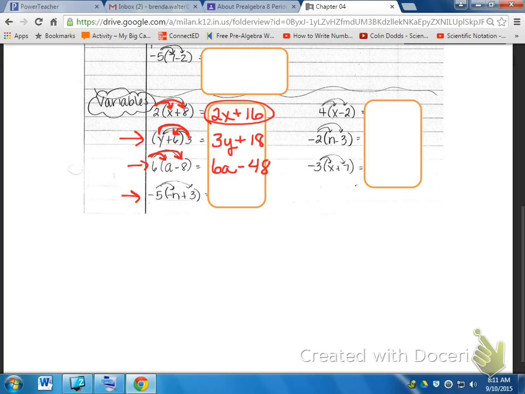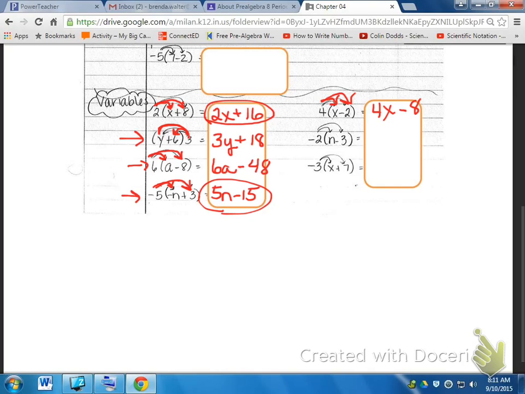All right, let's look at this one. Negative 5 times the quantity negative n plus 3. Who's doing this one? Shane. Negative 5 times negative n. Positive 5n. And then negative 5 times positive 3. Good. 5n minus 15. All right. 4 times the quantity x minus 2. Haley, what's 4 times x? 4x. And 4 times negative 2? Negative 8. 4x minus 8.